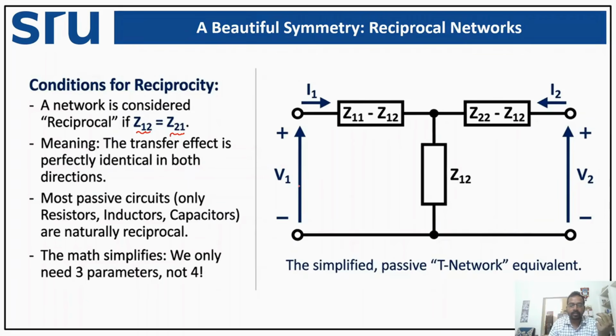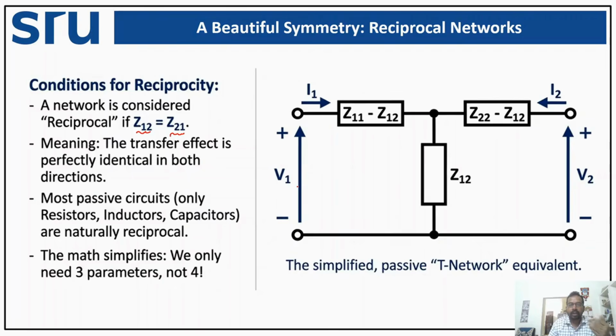Another important example is communication systems. In a transmission line without active elements, reciprocity holds. But when amplifiers or isolators are introduced, reciprocity may not hold. From a design perspective, reciprocity simplifies analysis because it reduces the number of independent parameters which we need to determine.